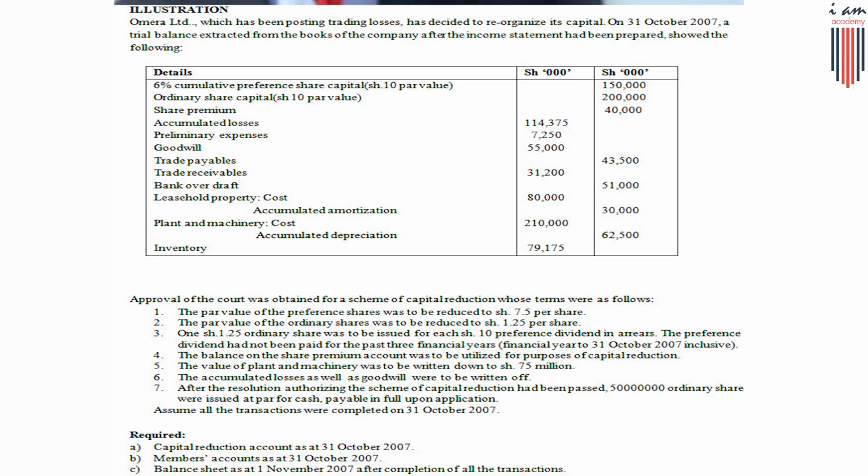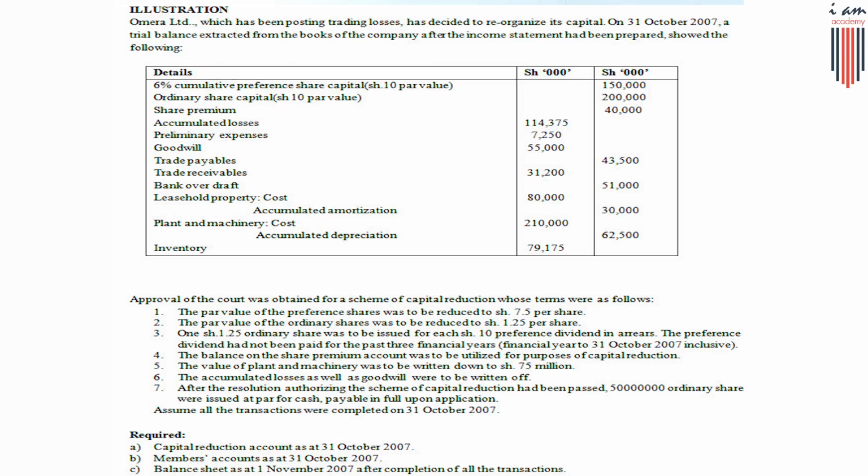We have the inventory of 79,175. From the trial balance in summary, if you're going to reduce the share capital, you'll have to debit the share capital account, you credit the capital reduction account.